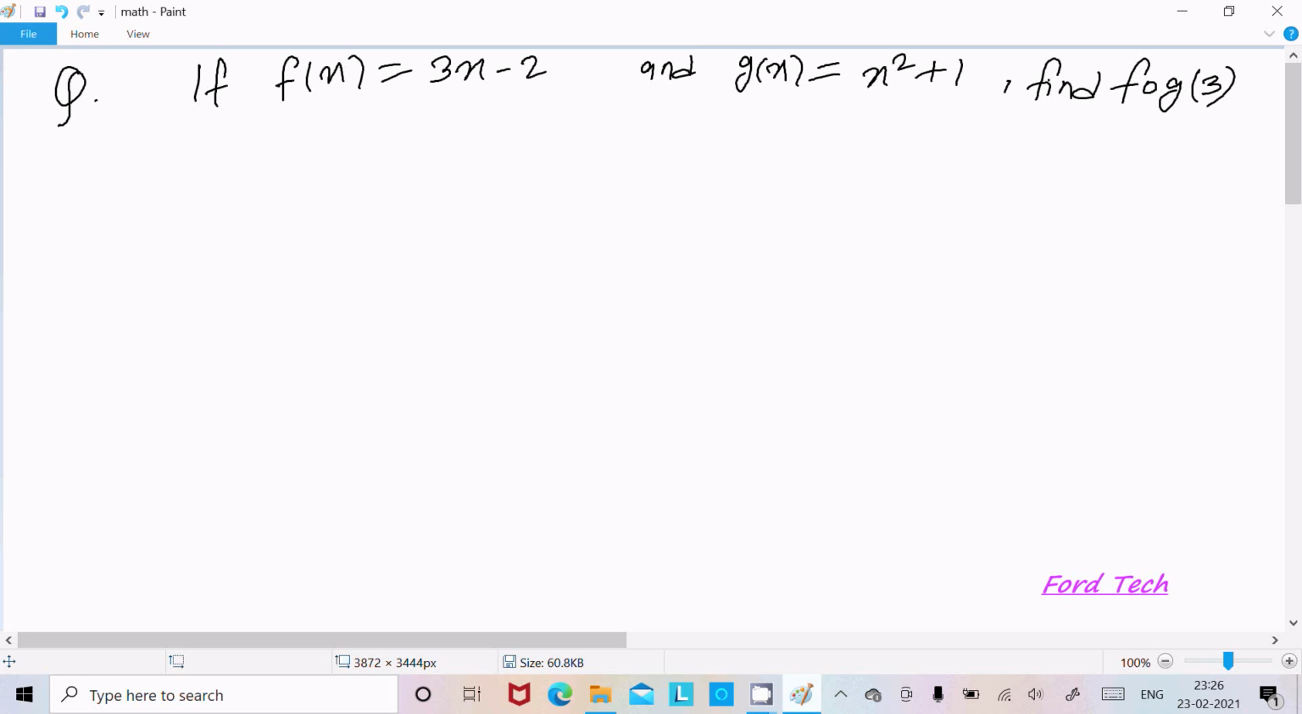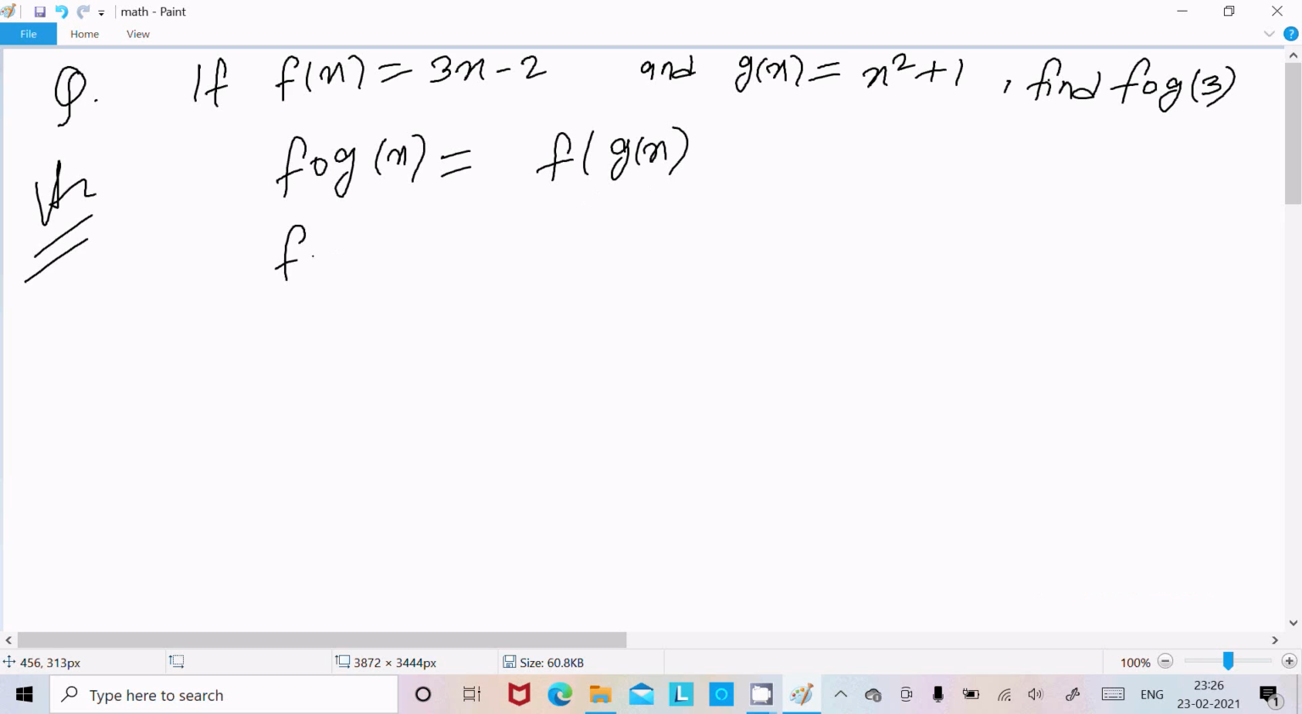So here we already know f∘g(x), so we need to write f circle g(x). The same thing, f∘g(3), so we need to write f circle g(3). So we need to calculate the value of g(3) first.